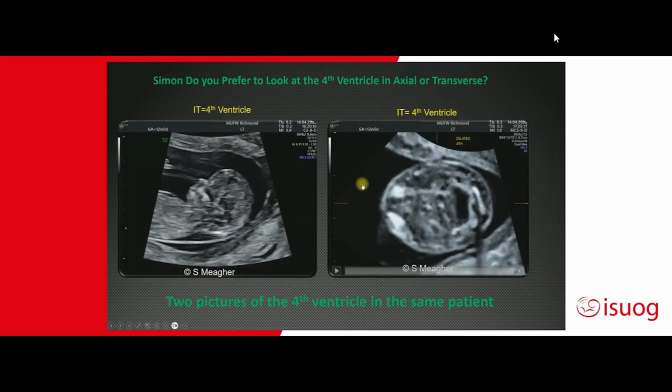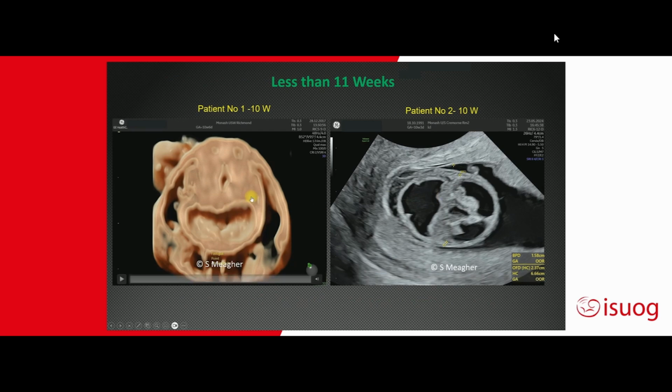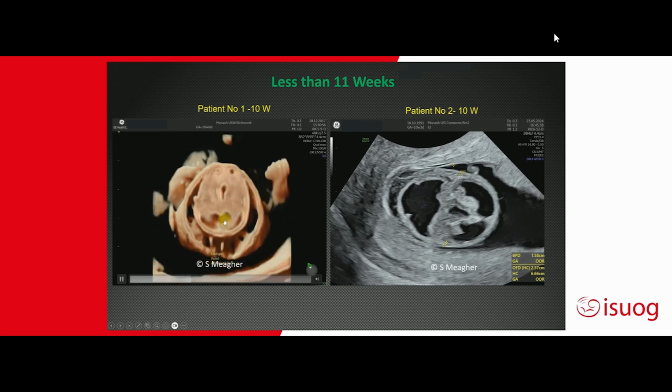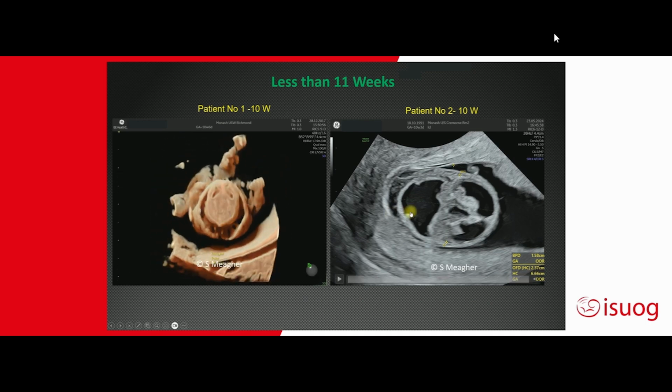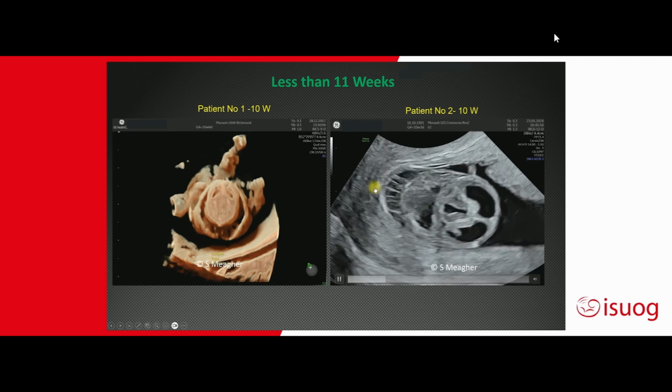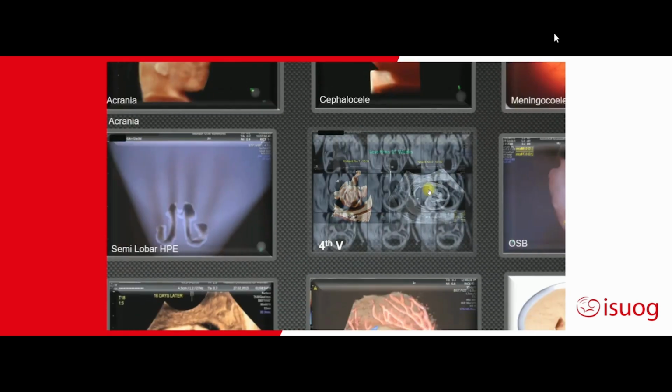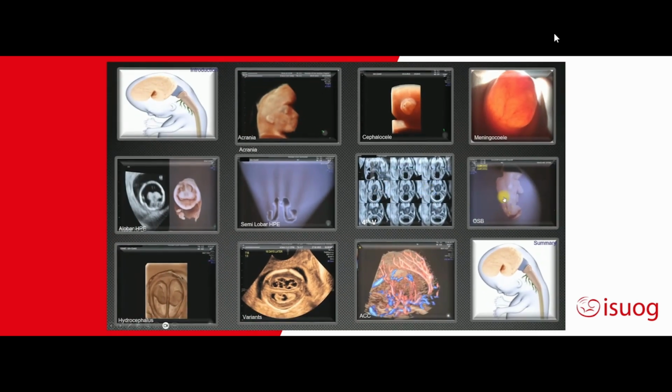Then before 10 weeks, I keep mentioning that you may identify brain abnormalities before 11 weeks of gestation, but it is a talk for another day. But I do want to highlight that many of these major brain malformations may be identified very early in the pregnancy, and we need more data in terms of deciding how we manage these in the future. But I'm giving you a taster of these.